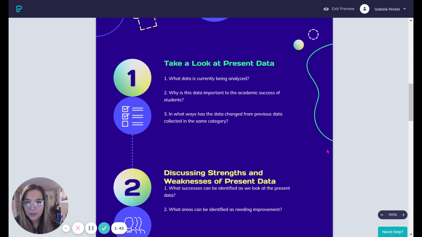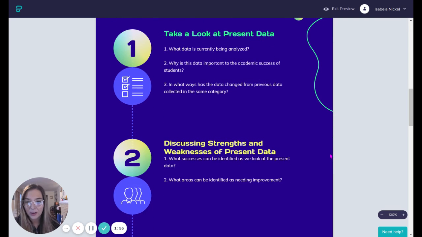So take a look at present data. Number one, what data is currently being analyzed? Two, why is this data important to the academic success of students? And three, in what ways has the data changed from previous data collected in the same category?